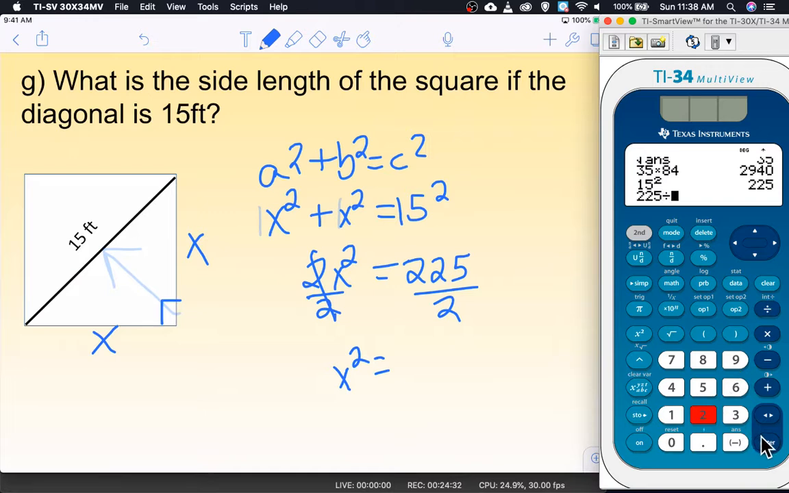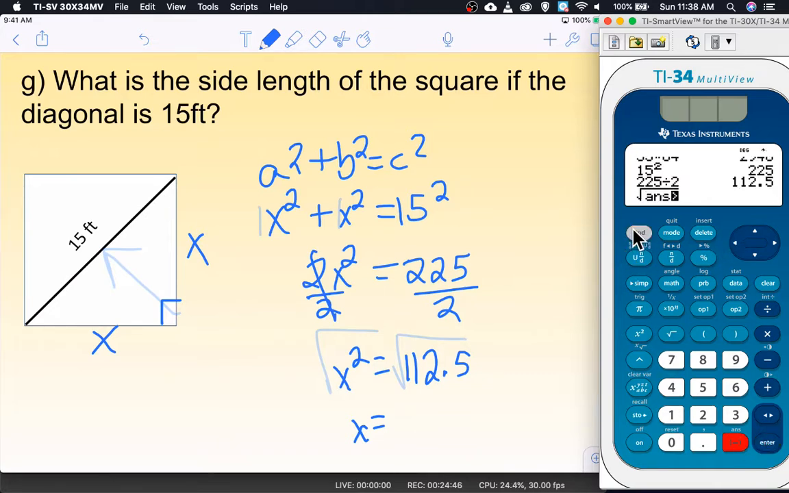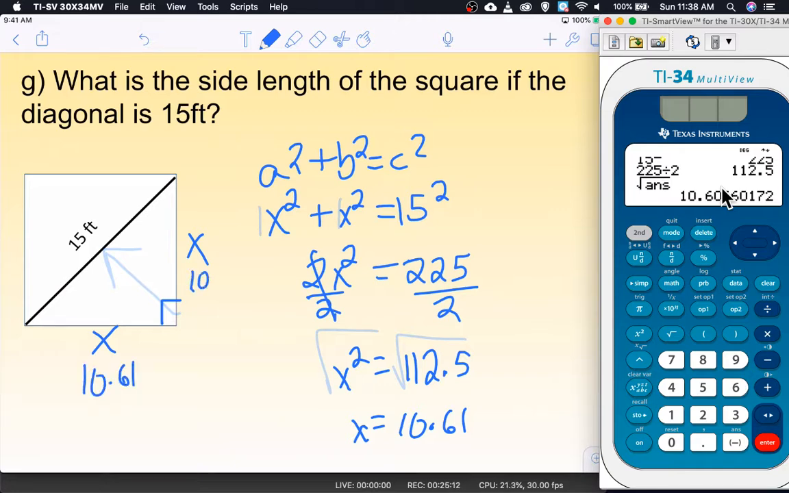225 divided by 2 is 112.5. And now when we square root both sides, we get x equals the square root of the answer. So I did second answer, just to put that number in for the answer. We get 10.6, oopsie, it's actually 10.606, but I rounded to my nearest hundredth, so I stopped right there because the next digit over is a 6. That 0 rounds up to a 1. So 10.61.